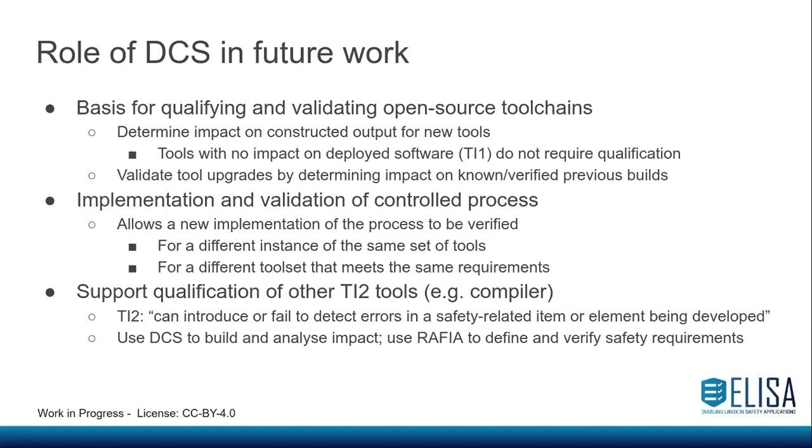But also we can validate the tool upgrades once we've established that model by looking at what impact a particular change is going to have on previous builds. So if we have a build that we've done with one version of a compiler, we make a change to the compiler and nothing changes, then we can be fairly confident in the compiler.